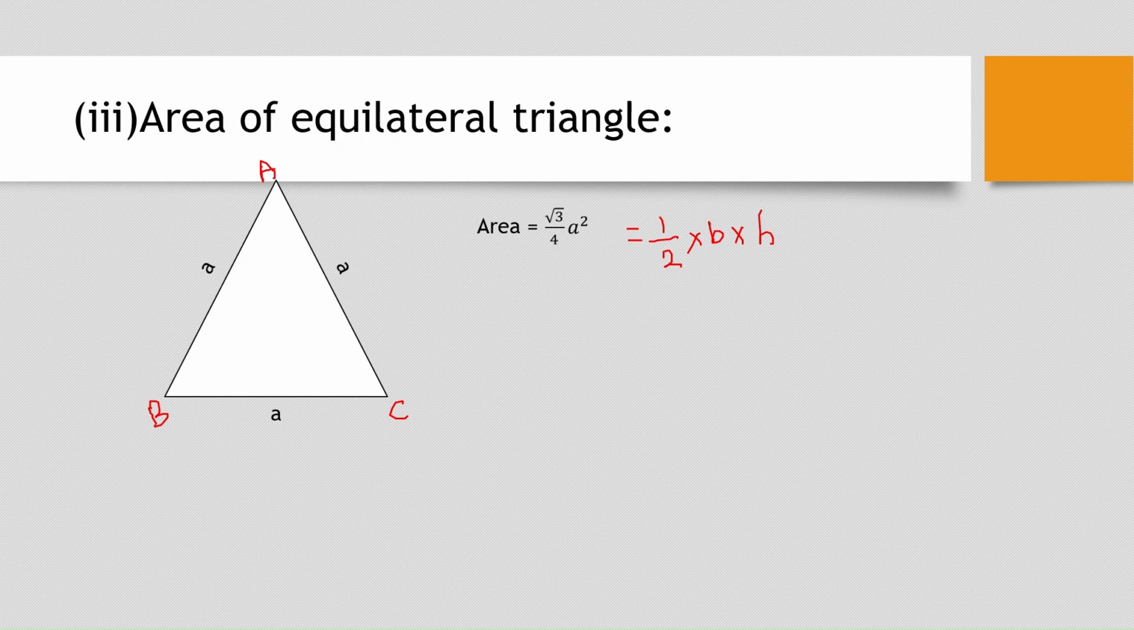So how, using this, did we get this formula? We are going to see that. I'm going to take BC as the base. Then we need the altitude corresponding to this base, right?